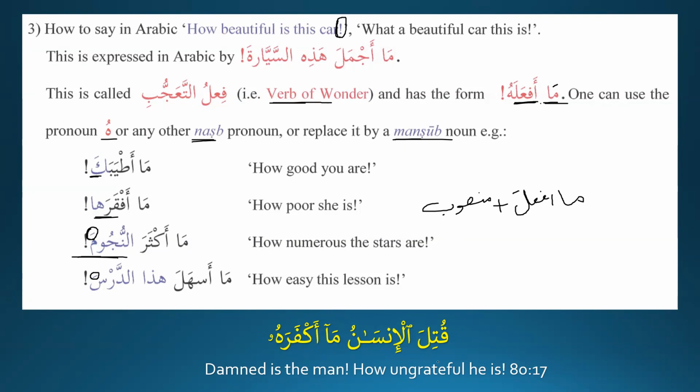So now we can see over here ma akfara, ma af'ala, the same pattern, and after that we have the attached pronoun. This attached pronoun is mansoob, but we can't change the ending because it is a fixed noun. Damned is the man, how ungrateful he is. So now we can see here that we have exclamation, or at-ta'ajjub.